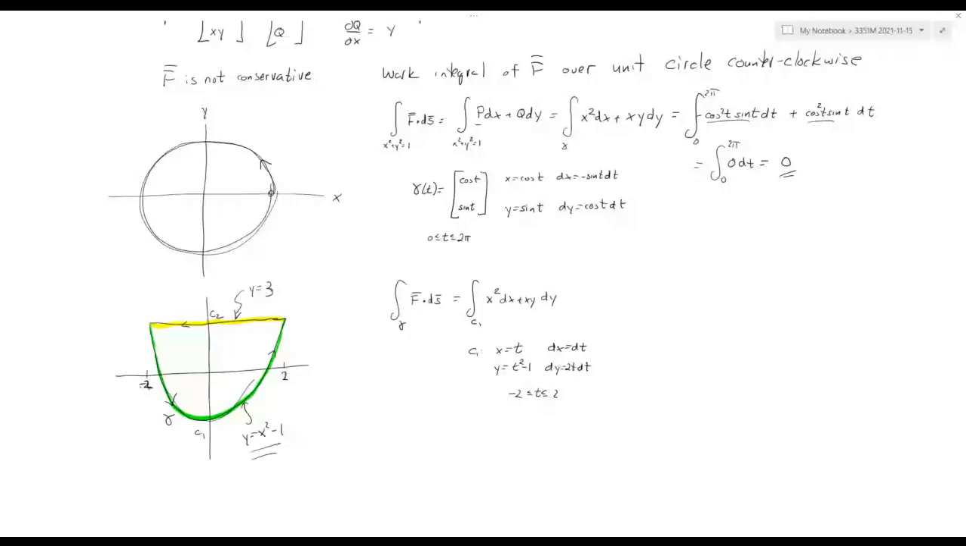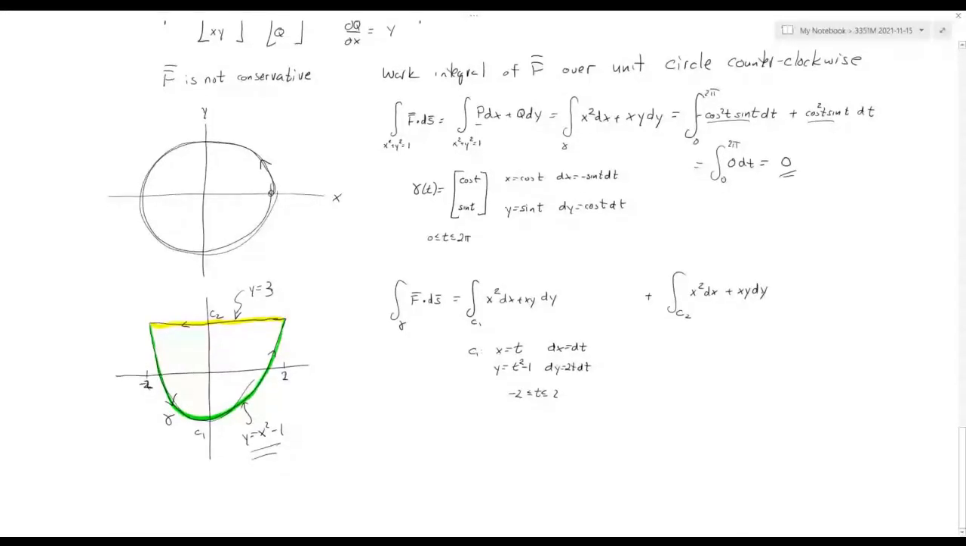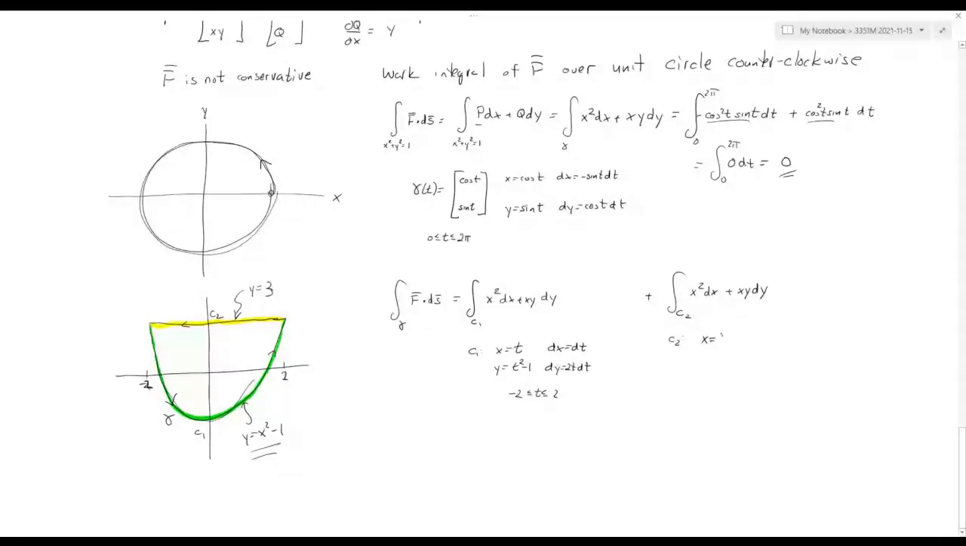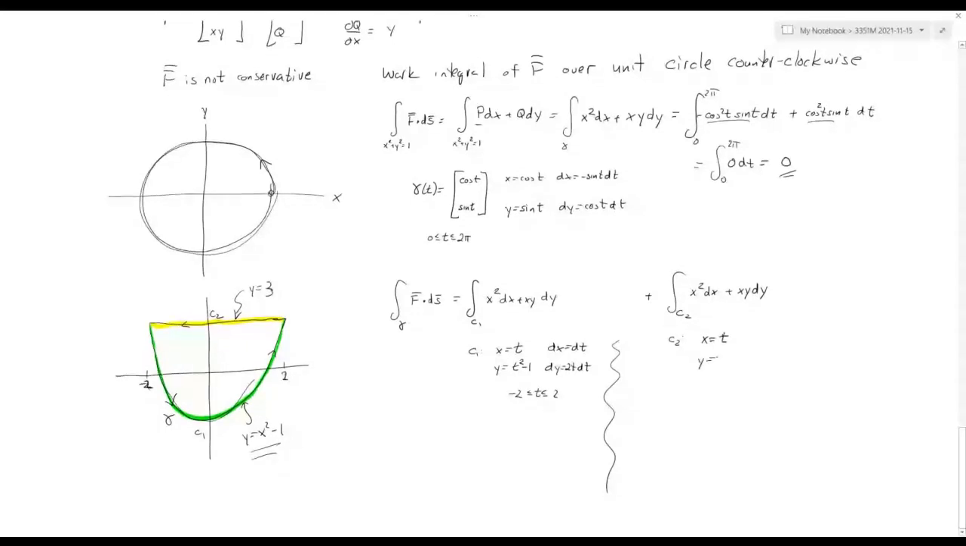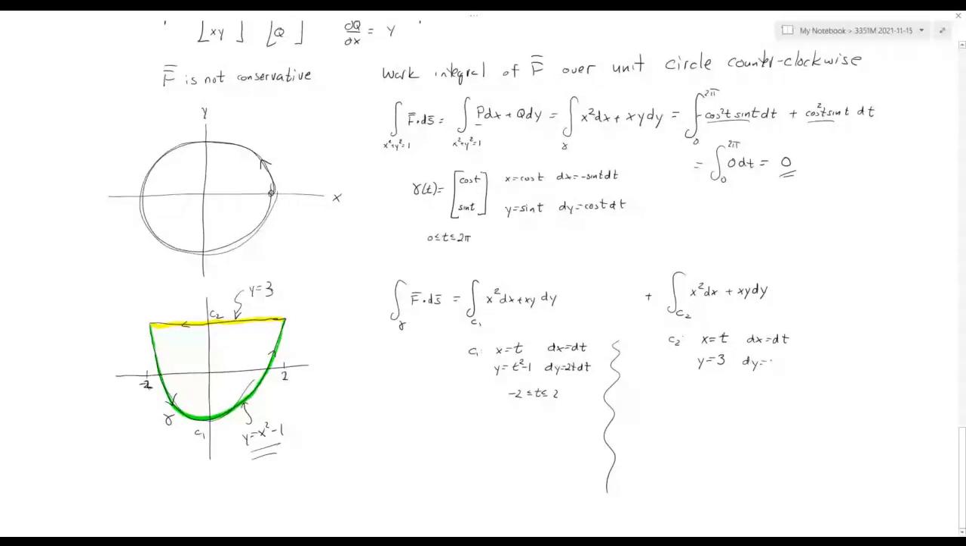And then plus, we'll do an integral over C2. Now C2 can be parametrized because x is just, let's say, t. Well, it's not the same t, so just be careful. I'm using t generically. And y would just be fixed at 3. So dx is dt, while dy is 0 dt, if you will, because the derivative of a constant is 0. So in a sense, we don't have to worry about the dy part, because that's just 0. All right.